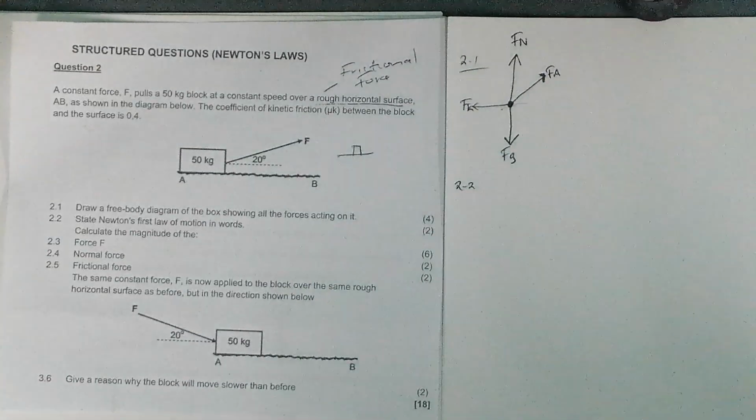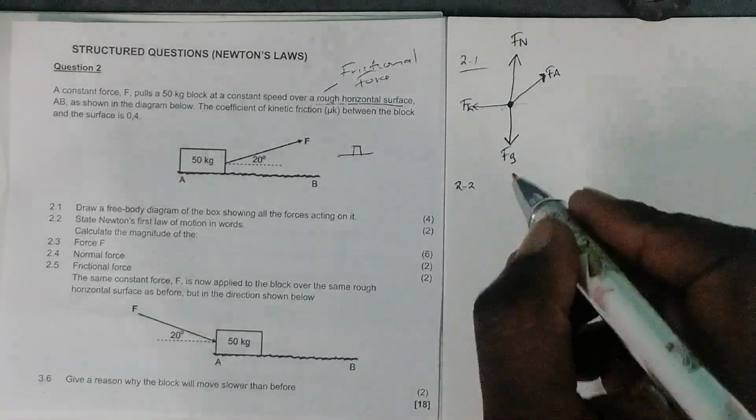2.2. State Newton's first law of motion in words. It states that a body will remain at rest or at uniform velocity unless it is acted upon by an unbalanced force. So I won't write it.